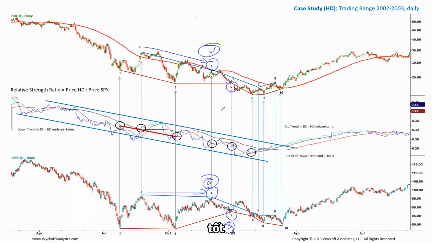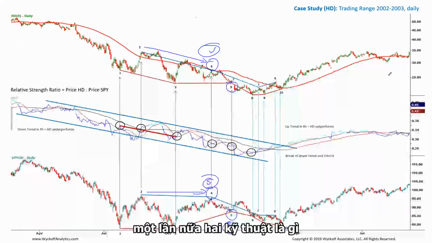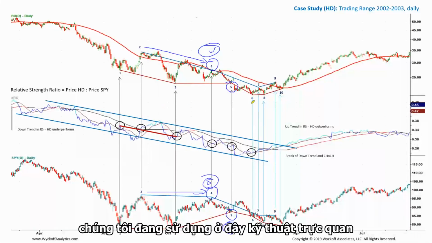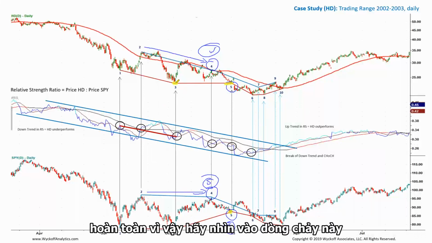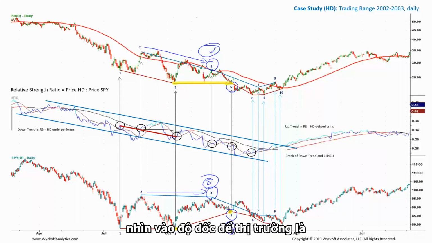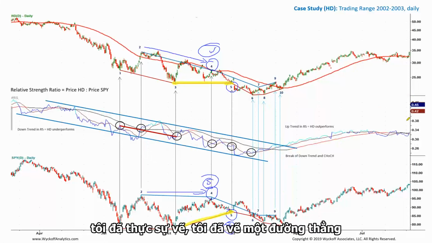Well, again, what are the 2 techniques that we're using here? Visual technique, comparative analysis. So from this previous significant low to the current significant low. Yes, very good. So look at the slope. The market is definitely showing a much more significant slope than the stock. I'm drawing a line from 4 to 5.